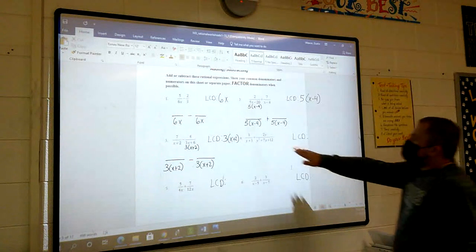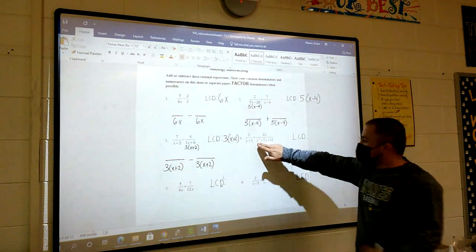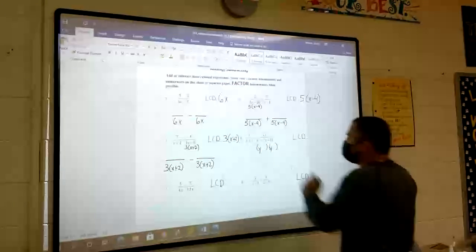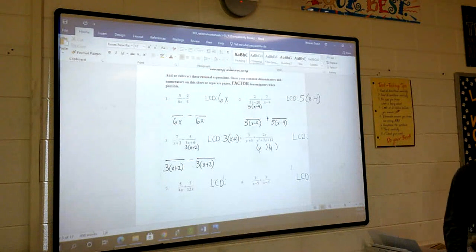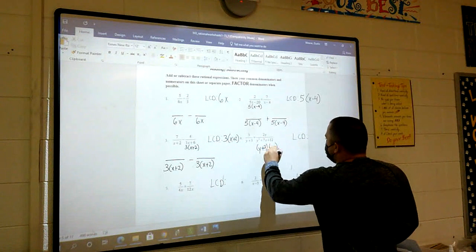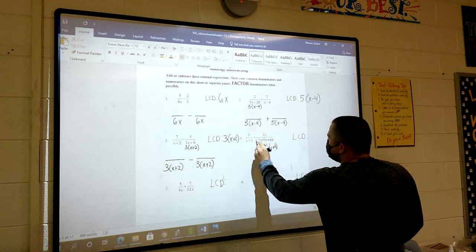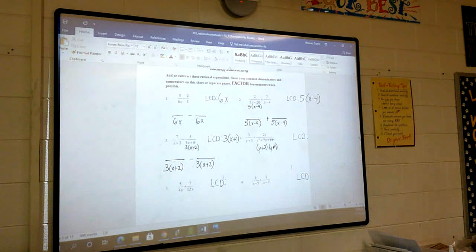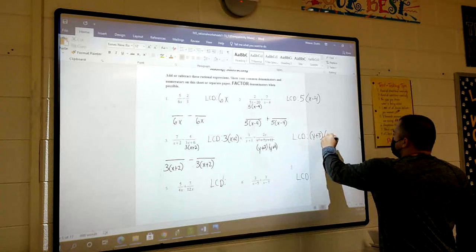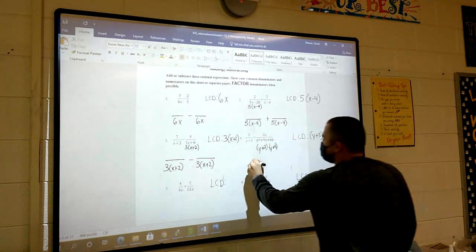All right, number 4. This looks like a factoring one. What 2 numbers multiply to give me 12 and add to give me 7? What multiplies to give me 12 and adds to give me 7? 4 and 3, right? So y plus 3 and y plus 4 is what that is. Okay, so that's what's on the bottom. So both sides have y plus 3, so that's in my least common denominator. And then this side has y plus 4 also. So that's the least common denominator.